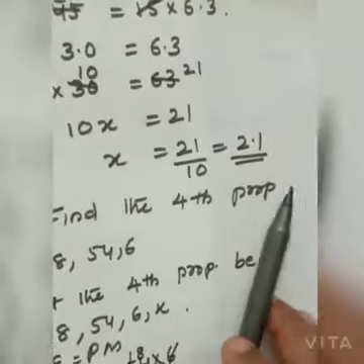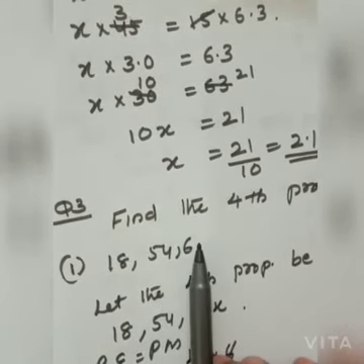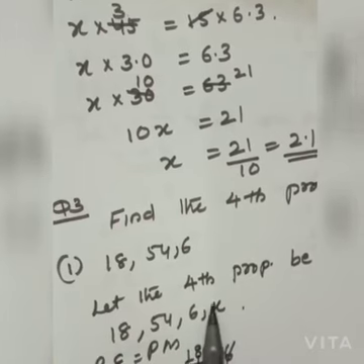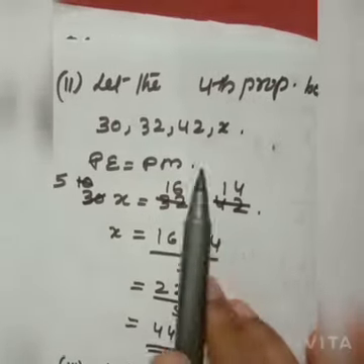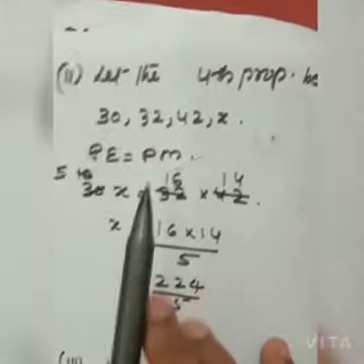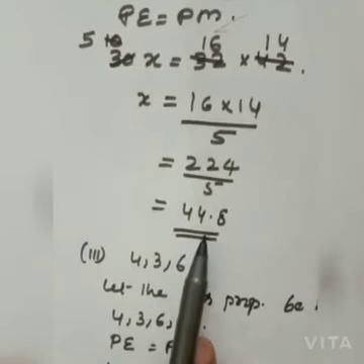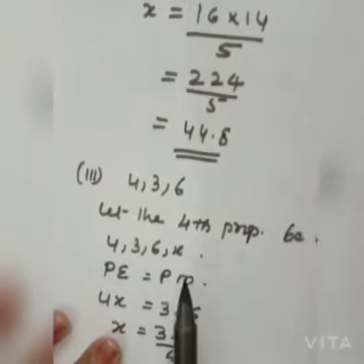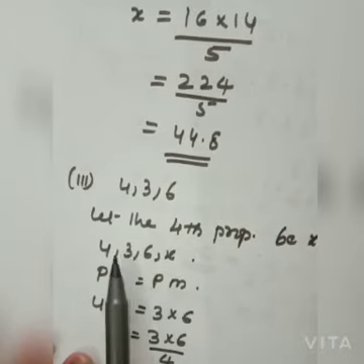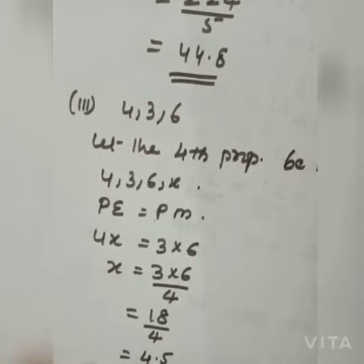Now find the fourth proportion. I told you, fourth proportion they are asking, then you have to suppose the fourth proportion be x. Product of extremes equal to product of means, you will get x equal to 18. Here also let the fourth proportion be x. Product of extremes equal to product of means. By cutting you will get 44.8. Divide it. Here fourth proportion be x. Product of extremes equal to product of means. Dividing, you will get 4.5.